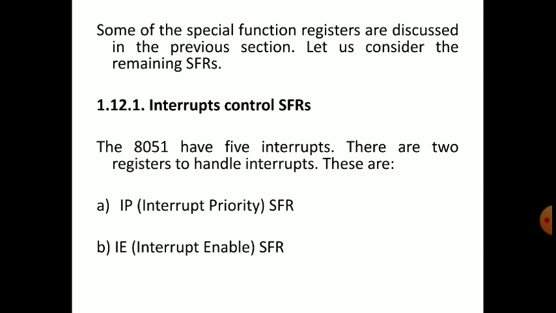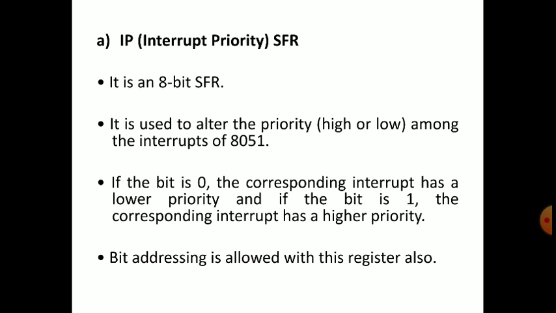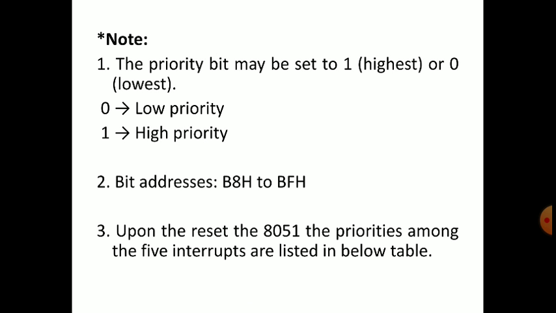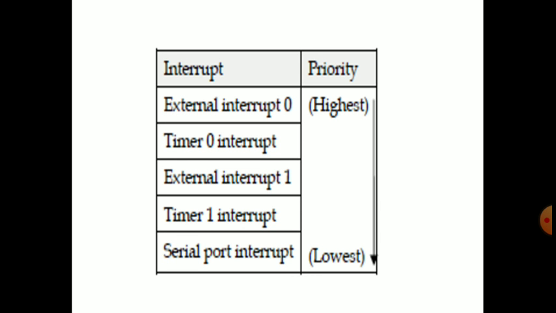The IP register, IP SFR and IE register, 8-bit register, higher priority or lower priority: bit 0 for lower priority, if it is bit 1 we have higher priority. Bit addressing is allowed. In the register pattern we have seen each and every SFR's bit arrangement in detail with a table like this, that is which bit is for which functioning and a symbol, remember, right? And in the priority, bit set to 1 gives high priority, with the bit address.